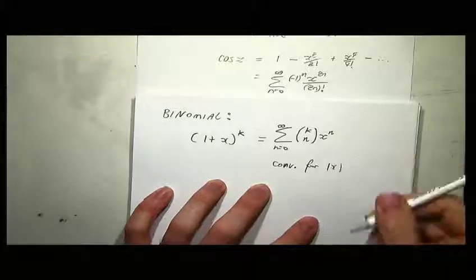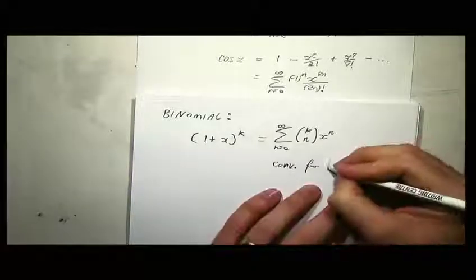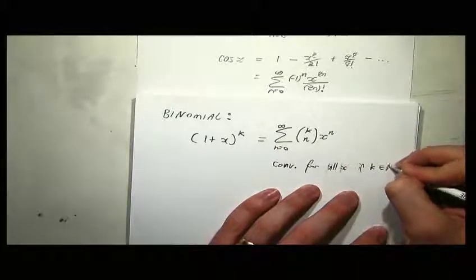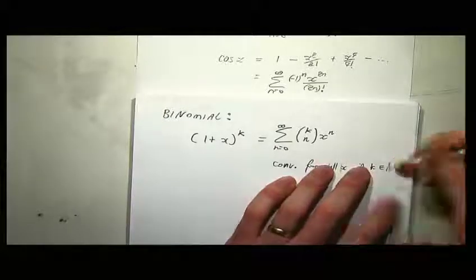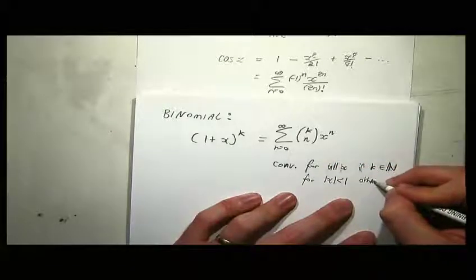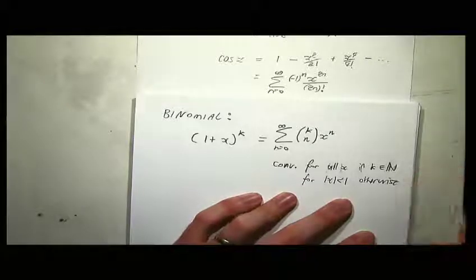So I just want to point out that it converges for all x if the number k is a positive whole number, and for mod x less than 1 otherwise. Because k being a positive whole number we care less about, but it's important to point that out. Actually, k could be 0 and it'll work too. So for all x.